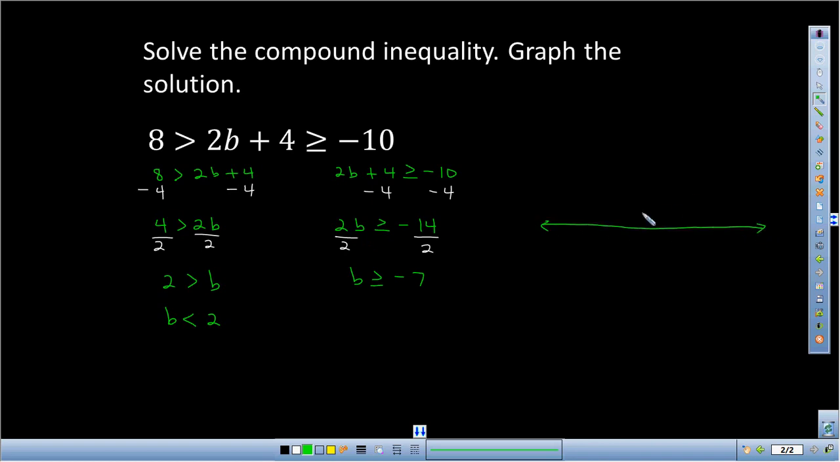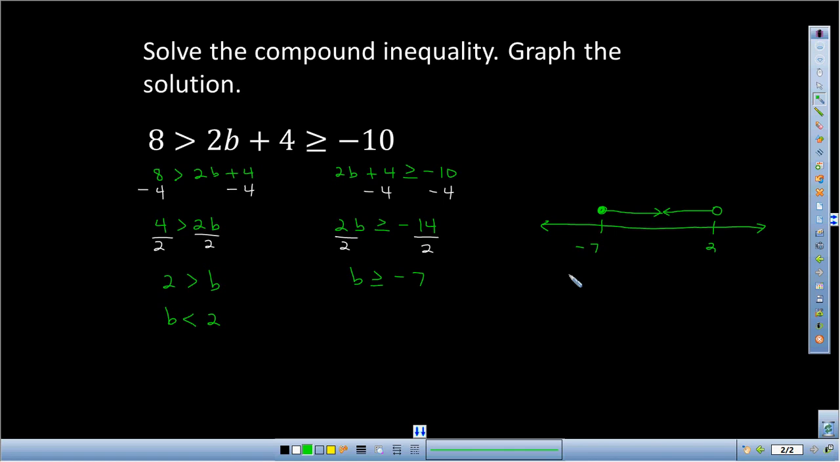Now, as far as graphing on a number line, I know I'm going to have a negative 7 over here and a positive 2 over here. According to my inequality, b is less than 2, so any number less than 2, but not including 2, and b is greater than or equal to negative 7. So we include negative 7 and all numbers greater. So the area, or the interval of numbers that satisfy that solution, are between negative 7 and 2, including the negative 7.